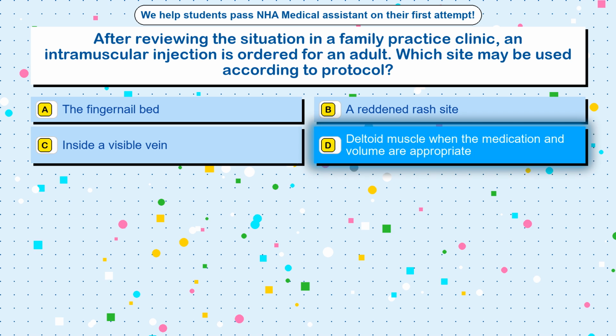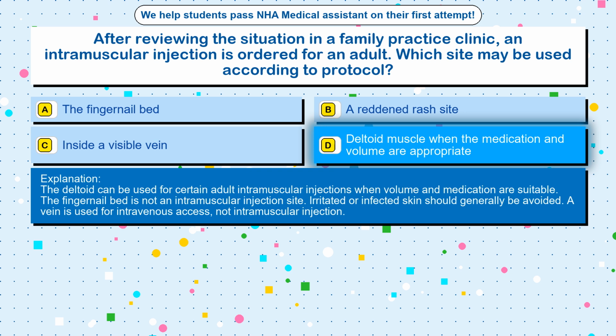The correct answer is option D, deltoid muscle when the medication and volume are appropriate. The deltoid can be used for certain adult intramuscular injections when volume and medication are suitable. The fingernail bed is not an intramuscular injection site. Irritated or infected skin should generally be avoided. A vein is used for intravenous access, not intramuscular injection.